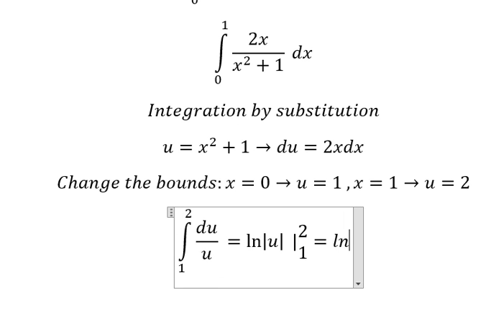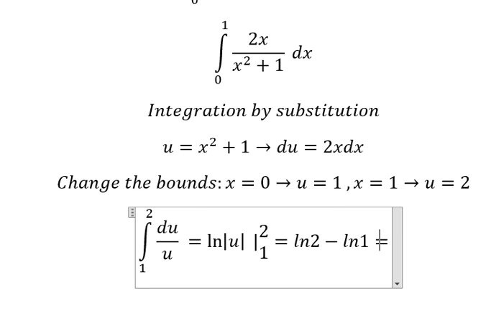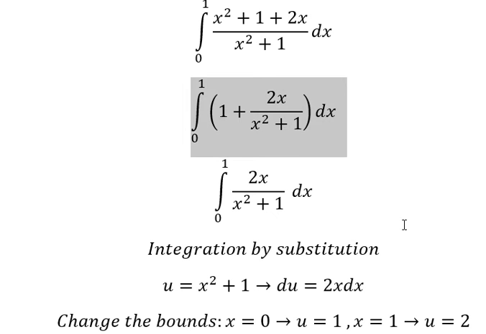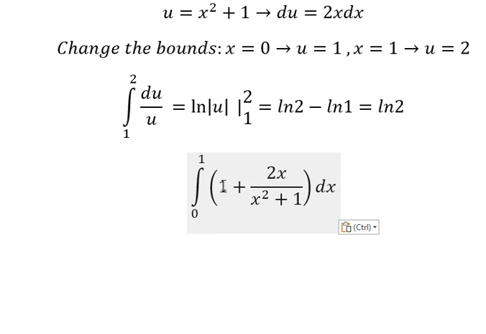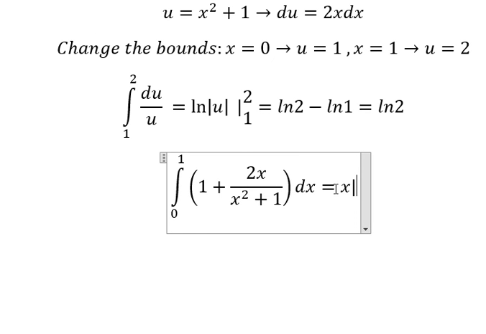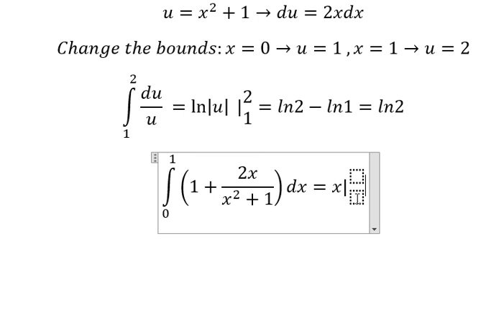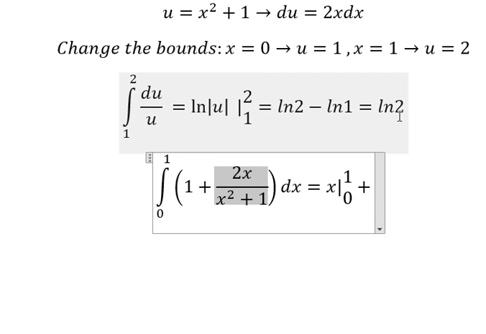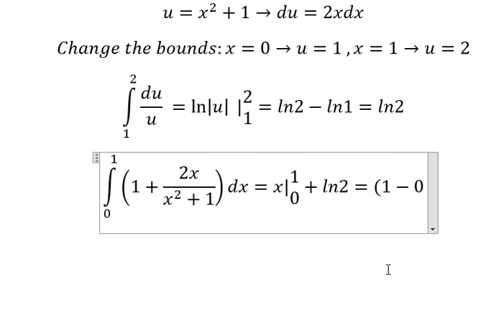So we have ln 2 minus ln 1. We know that ln 1 is 0, so we just have ln 2. Now we go back in here. The integration of 1, we have x, and we have the bounds from 0 to 1. The integration of this one, we have ln 2. And now we have the final answer.